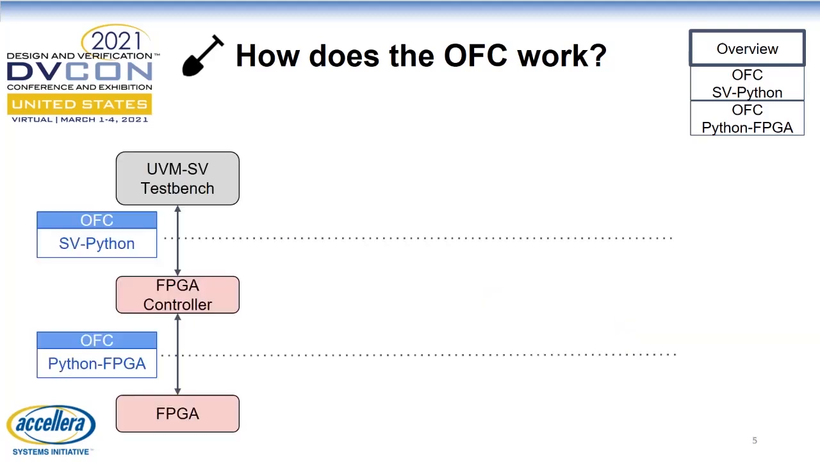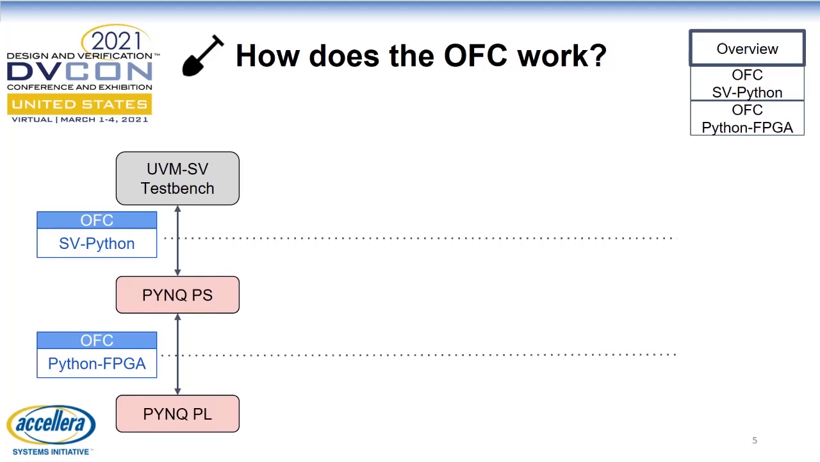Let's have a closer look at what the OFC framework contains. I'm going to present an overview of the entire framework. As I said, a co-emulation environment implies emulating the DUT on a hardware platform. The hardware platform used to develop the OFC framework is the PYNQ board. This board is part of the Xilinx family, where the FPGA controller is called the processing side, and the FPGA is called the programmable logic side.